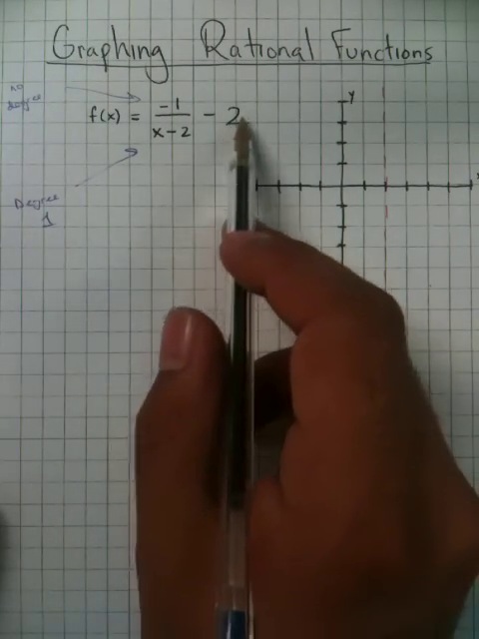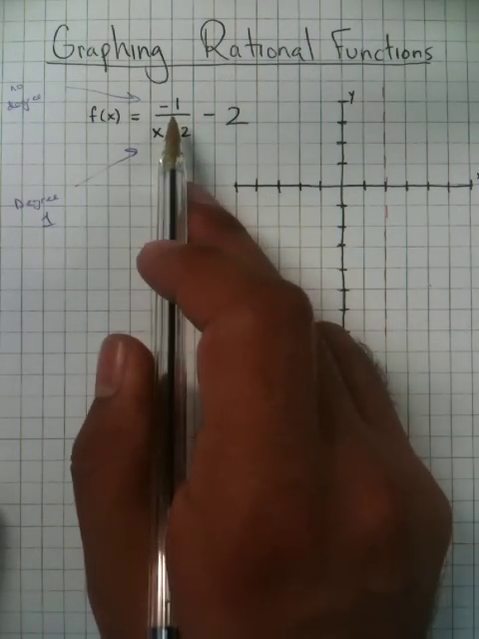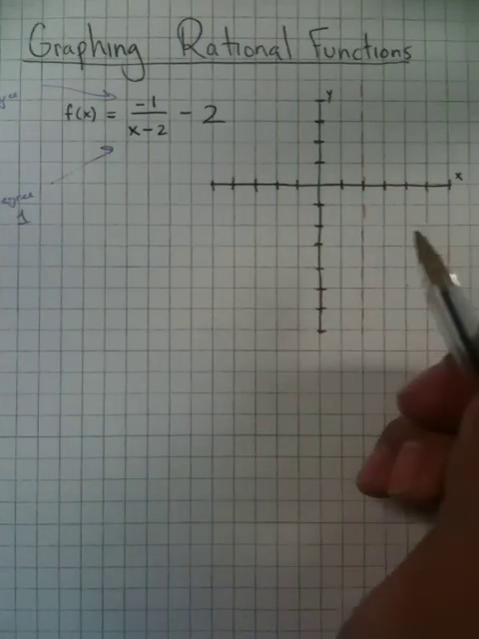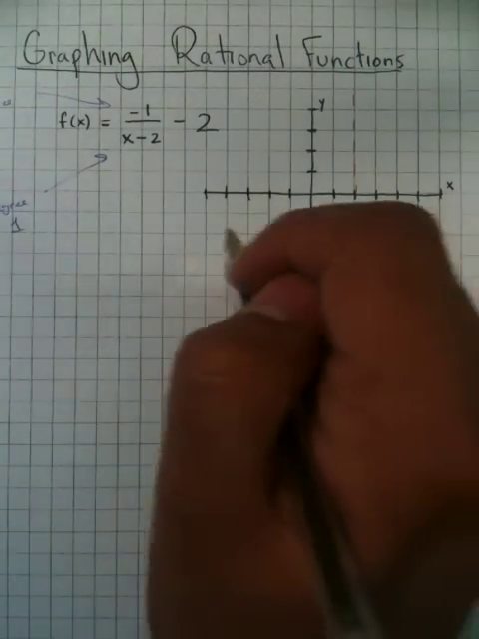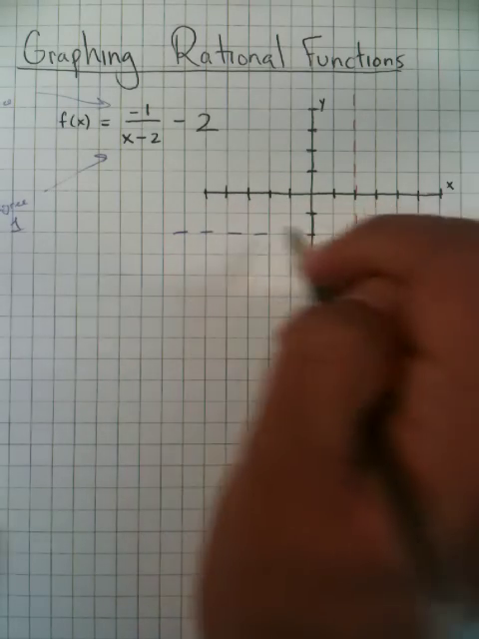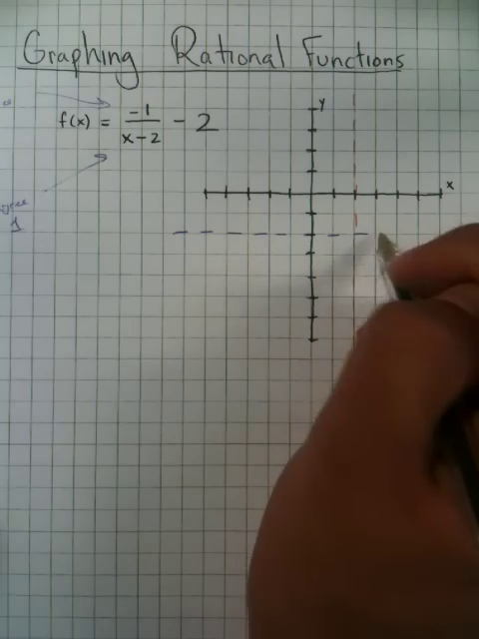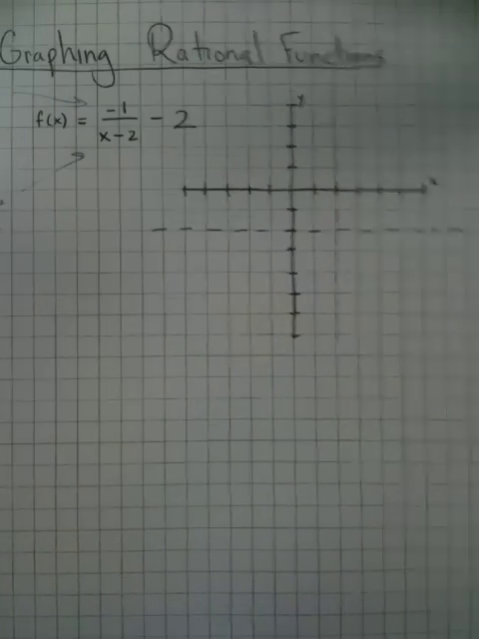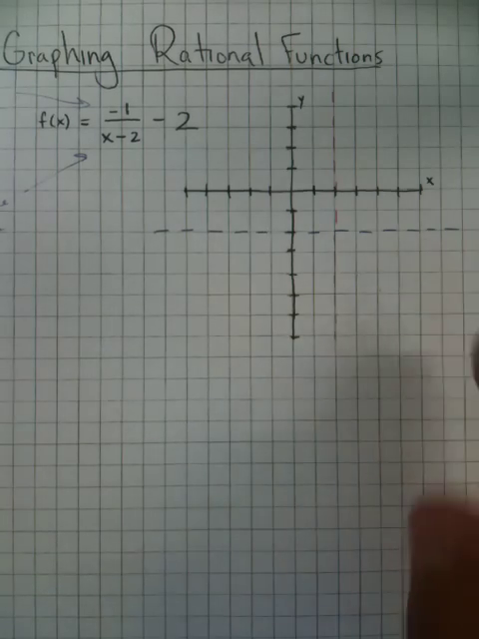Your horizontal asymptote is always going to be the whole number that is attached to your rational function, so -2. So at -2, we now get a graph, a horizontal asymptote, and this helps guide the equation. So now you can see that you have this vertical asymptote, this horizontal asymptote.